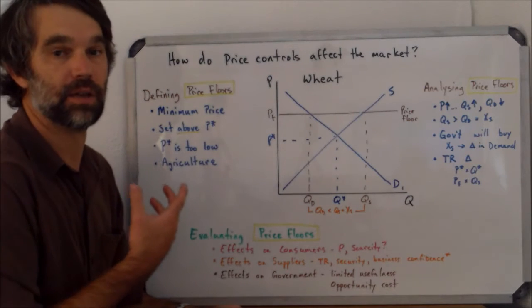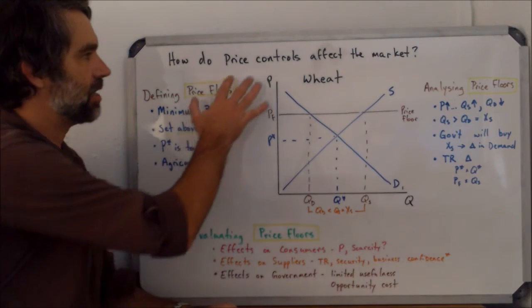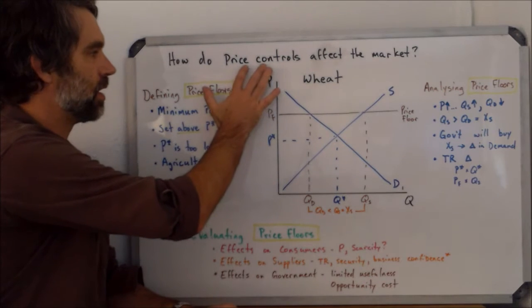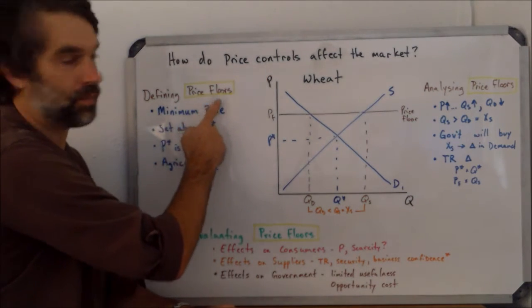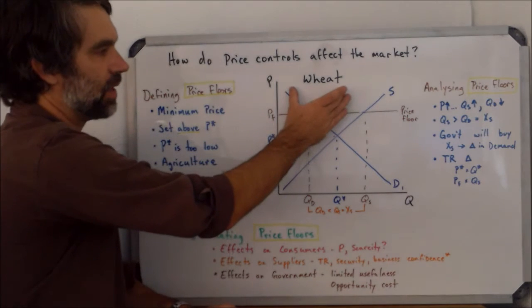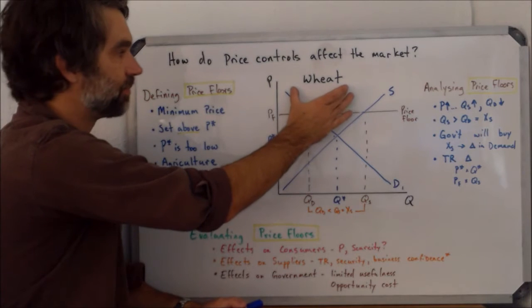Today, we're going to continue looking at how government intervention affects the market. In this case, we're going to look at price controls. There's two types of price controls. The first one we're going to look at is called a price floor. In this case, we're going to be looking at the market for wheat, and there's a specific reason for that.